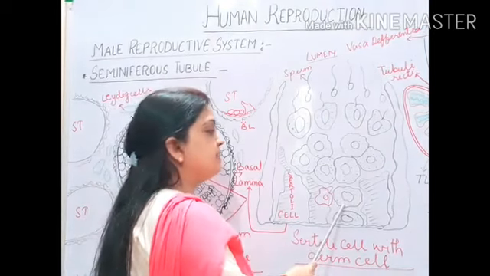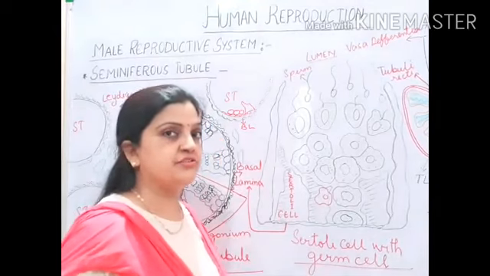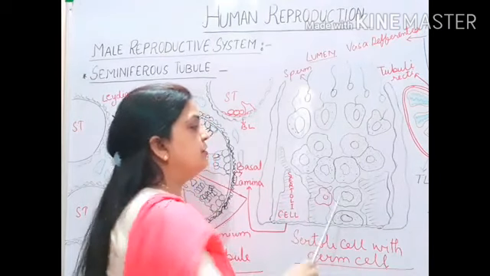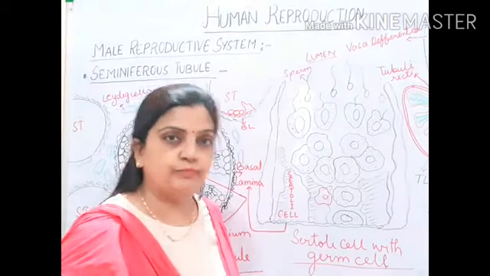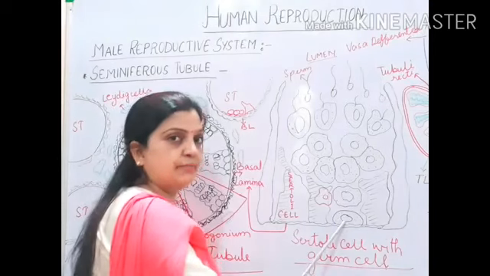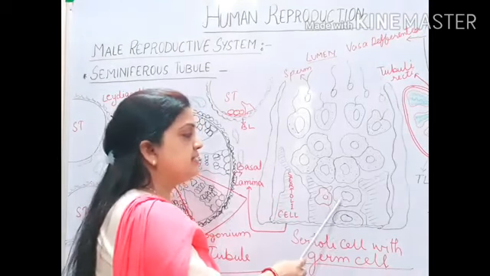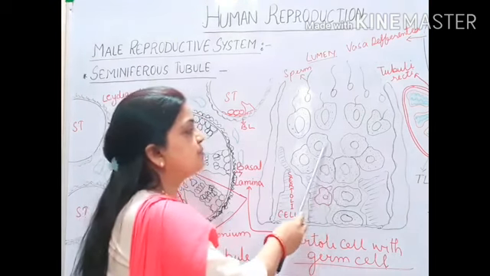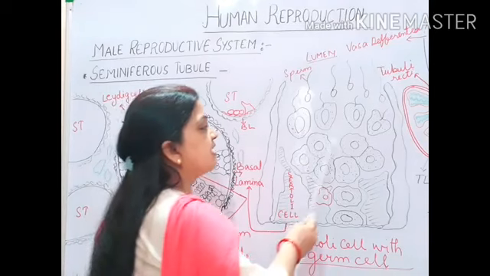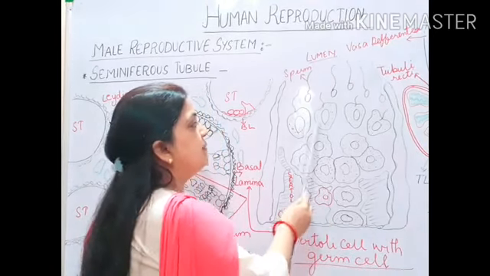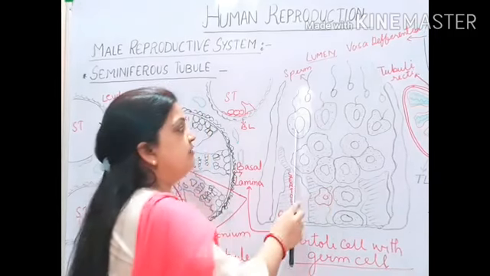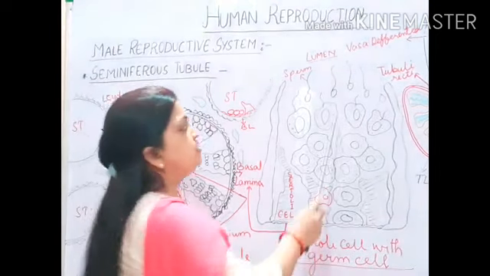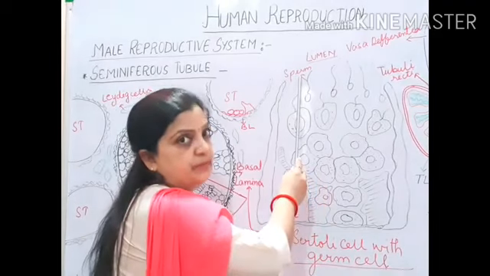Now this primary spermatocyte undergoes meiosis cell division, and passing through meiosis first and meiosis second, secondary spermatocytes are formed. This is spermatogonium, I am repeating it. These cells are primary spermatocytes. These are secondary spermatocytes. Now these secondary spermatocytes will develop into spermatids. And this spermatid will be developing into spermatozoon or sperms.